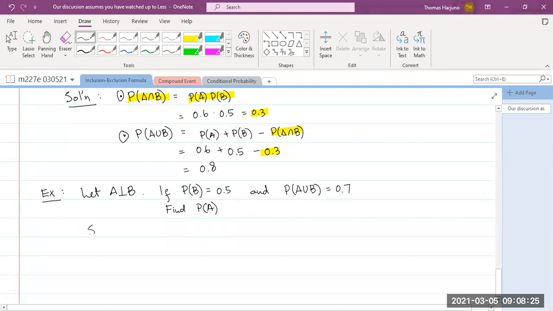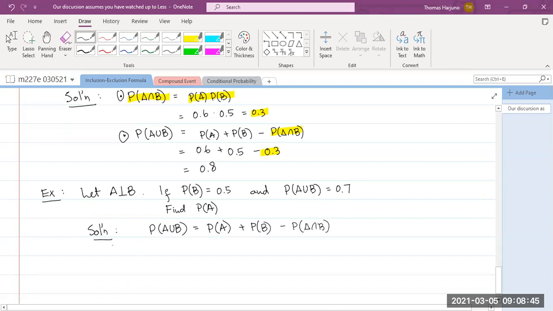Solution. We start by writing the formula, right? The probability of A union B is equal to probability of A plus probability of B minus probability of the intersection.